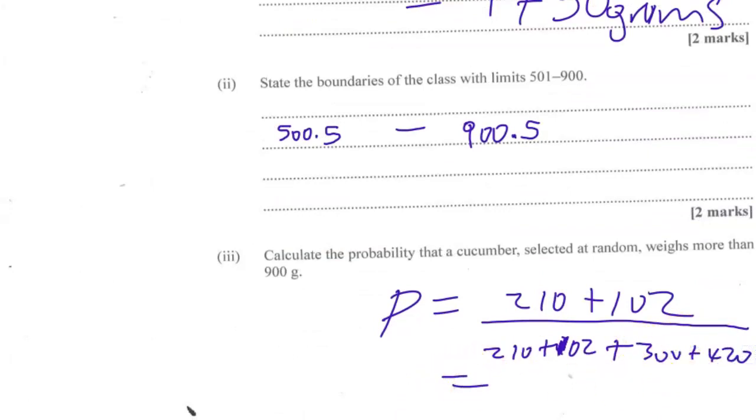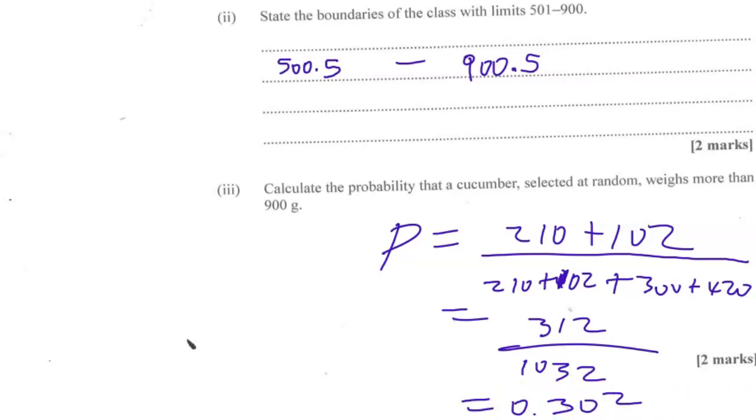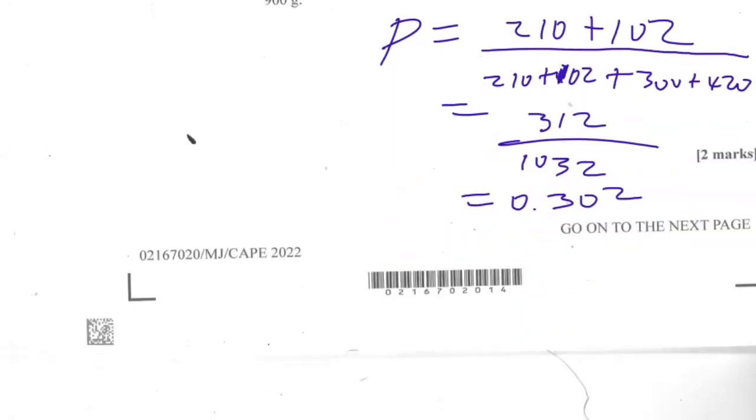If we just add up the numerator, that would be 312 over, and we add up these four numbers in the denominator to get the total number of cucumbers. That's 1032. So if we use 3 decimal places, 0.302 would be our probability.